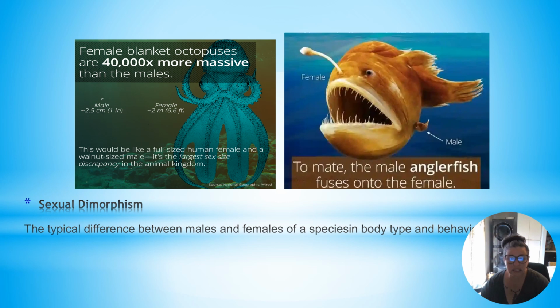And so once he does that, he starts to integrate into her body. First his mouth will dissolve, and then his face will dissolve, and then the rest of his body will dissolve into her until he's just a set of testicles attached to the female. And then she may have multiple sets of male testicles attached to her. So these two animals would be considered highly sexually dimorphic. And when you compare them to human beings, you can start to see how we're not quite as sexually dimorphic as that.